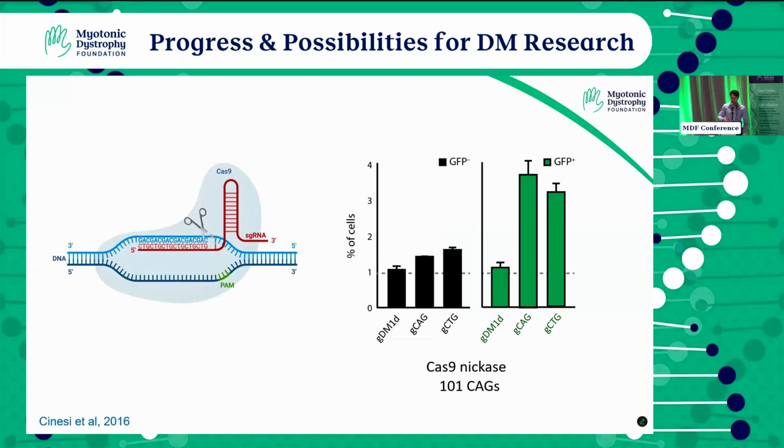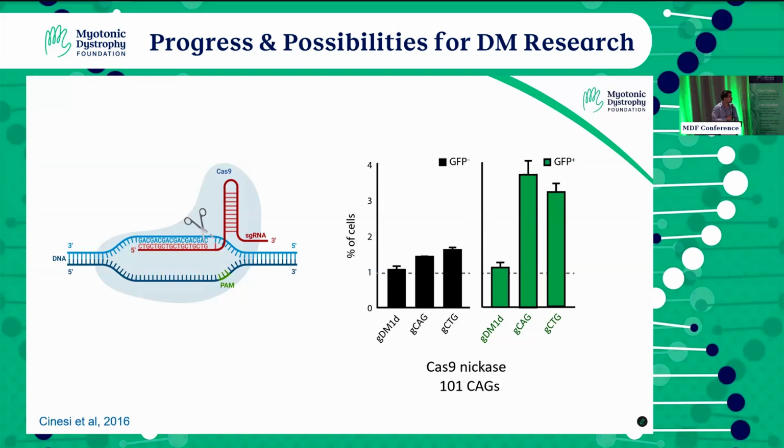And so when we tried our system, the Cas9 case, we used it in a HEK GFP model that has 101 CAG repeats. On the left, you have the GFP minus, so the cells that have expansion. And on the right, you have the GFP plus, so the cells that have contractions. For the guide that's the negative control, you have pretty much no expansion, a little bit of expansion, but not much.